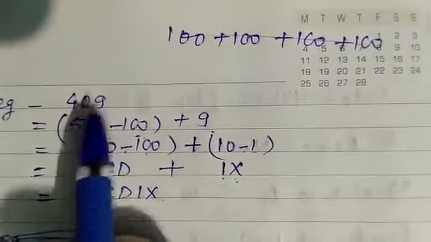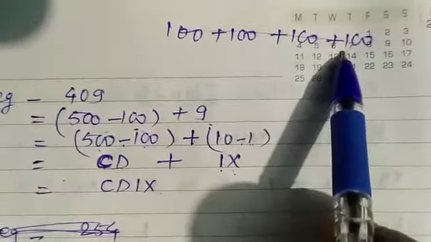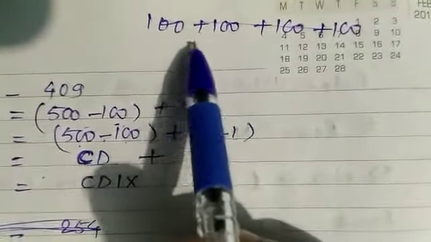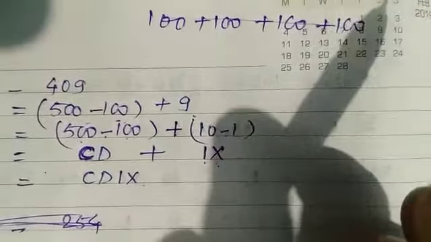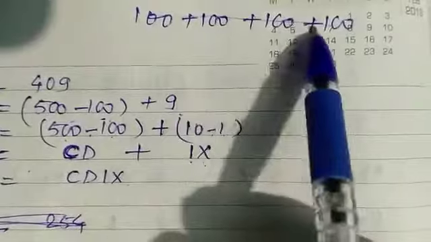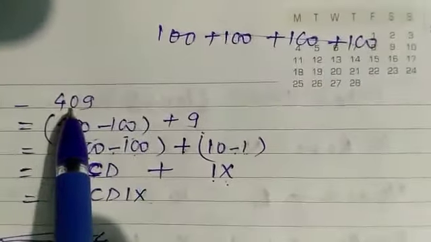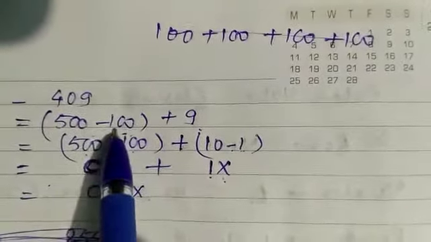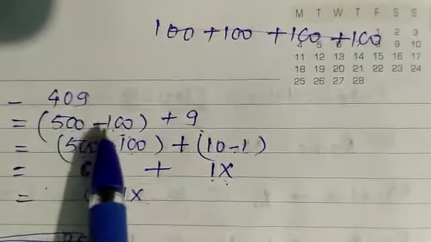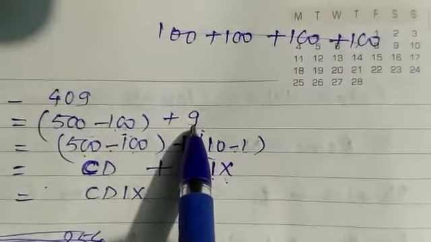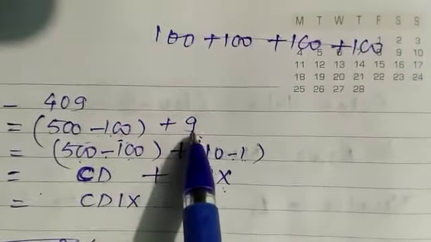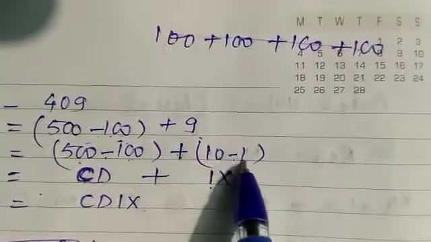As we know, 400 can be written as 100 plus 100 plus 100 plus 100. That is also 400. But rule number 2 says that 100 cannot be repeated more than 3 times, and here it is 4 times, so it is wrong. So 400 can also be written as 500 minus 100, that is 400, plus 9, 409. Now 500 is on the chart, 100 is on the chart, 9 is not on the chart, so 9 can be written as 10 minus 1.